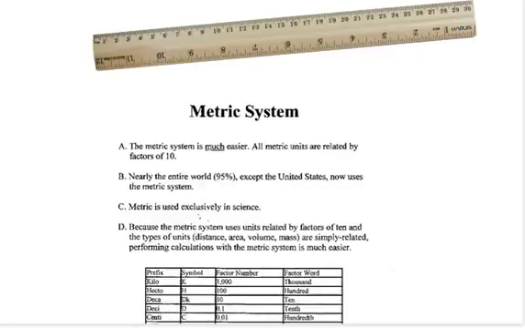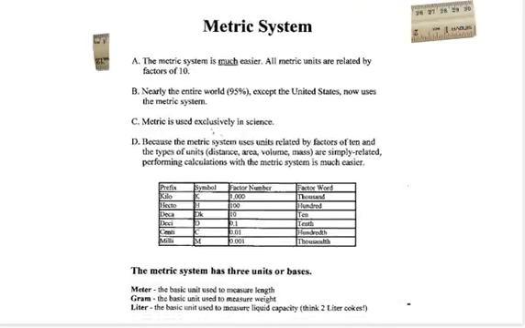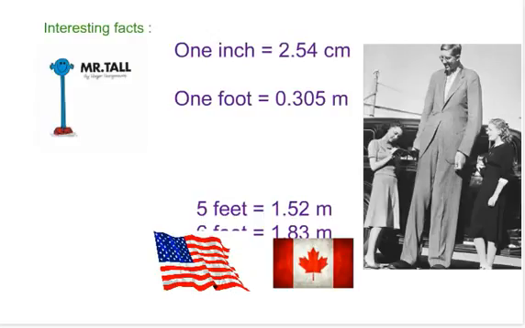Alright, the metric system is much easier because all the metric units are related by factors of 10. As I just said to you, we multiply or we divide by 10. Nearly the entire world, 95% of the world except the United States, now uses the metric system. Metric is also used in science. And because the metric system uses units related by factors of 10, and the types of unit, distance, area, volume, and mass, it's really easier for you to understand it. So we have three different units: meter, gram, and liter.